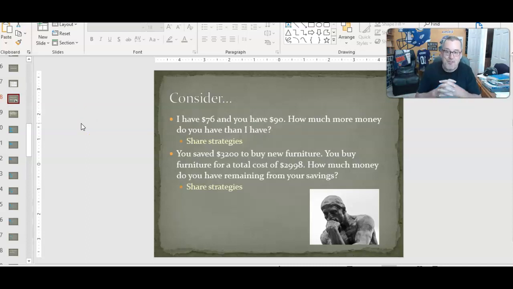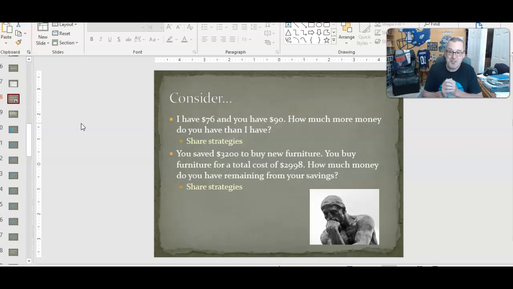So look at the first one first. I have $76. You have $90. How much more money do you have than I? And what I'd like you to do is actually figure it out. I hope you see it as a comparison. We're not taking money away from anybody. We're just comparing the two quantities. But actually figure this out in your head and see the strategy that you use. Pause the video.